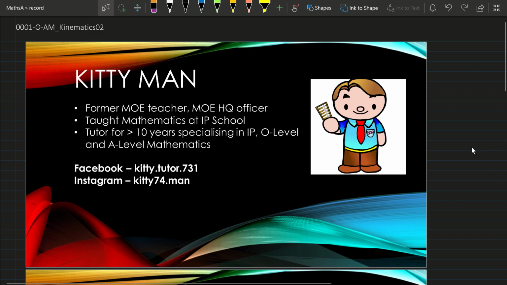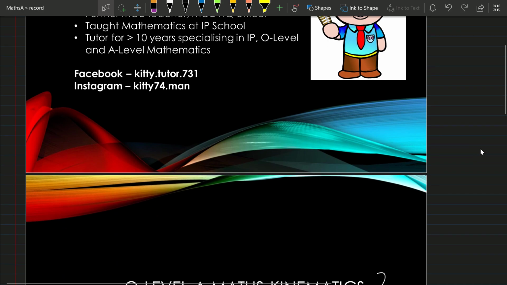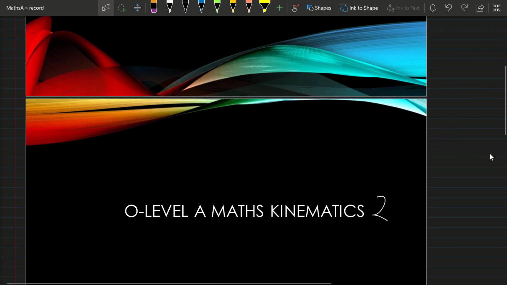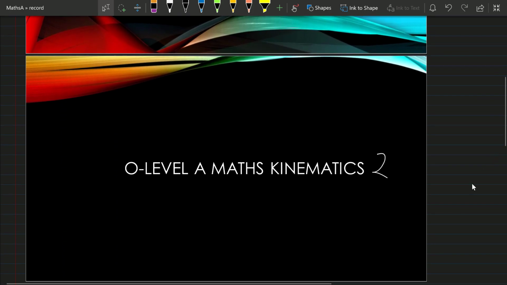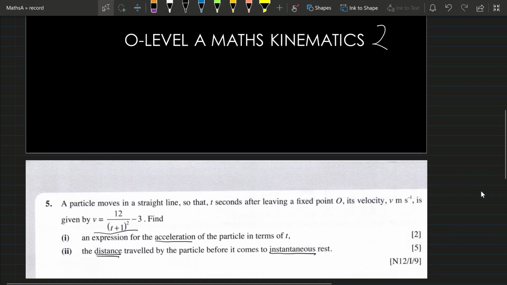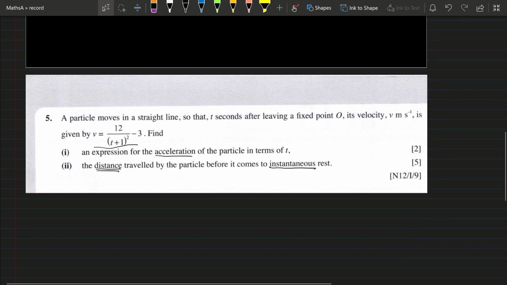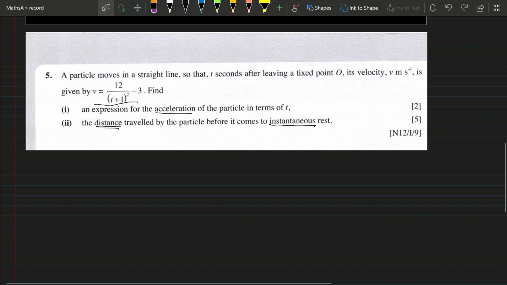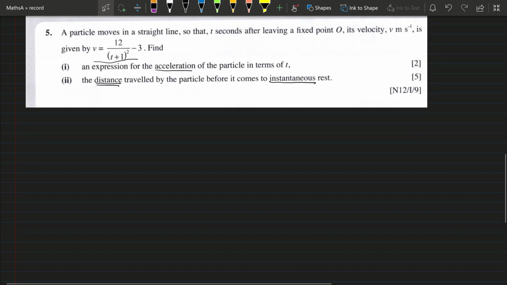So let's go here. Let's start. This is our Kinematics 2, the second lesson for kinematics. And I think after this I should be done. I should have covered it quite thoroughly and you would know how to do most of the questions for kinematics already. So let's start off by reading the question. Reading is always the most important thing. Tell yourself that. Read and read again.